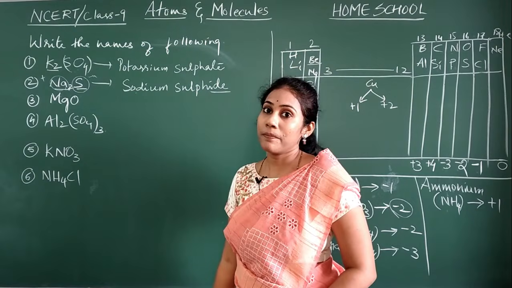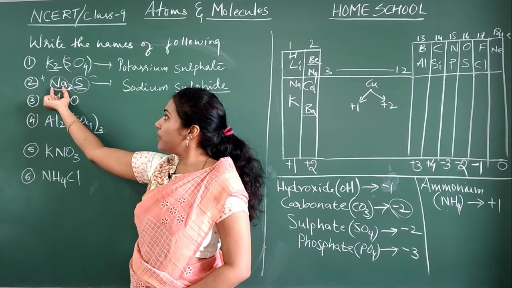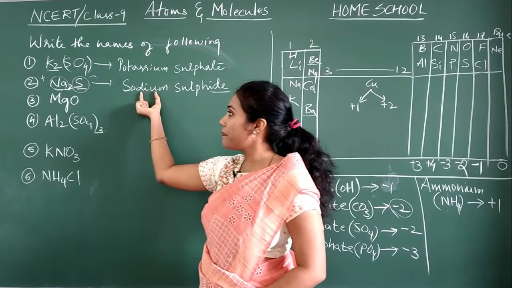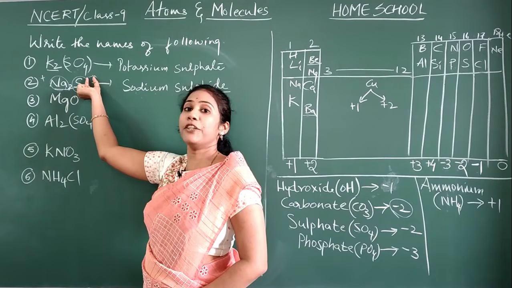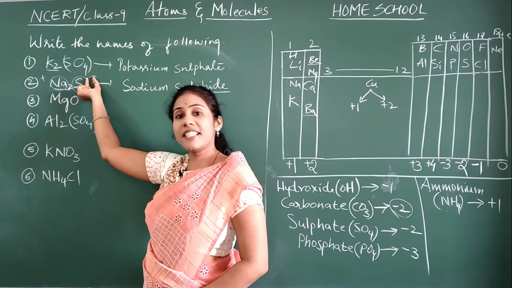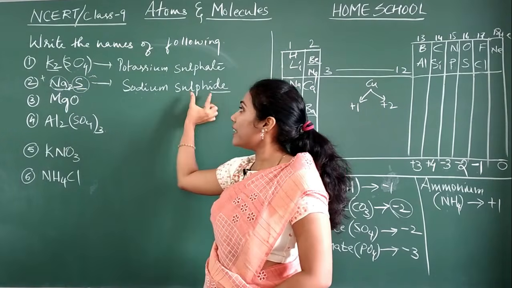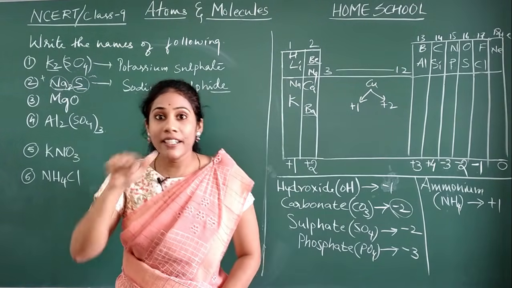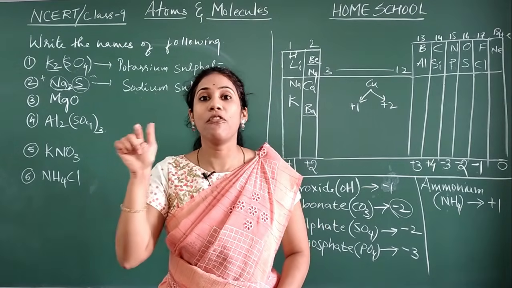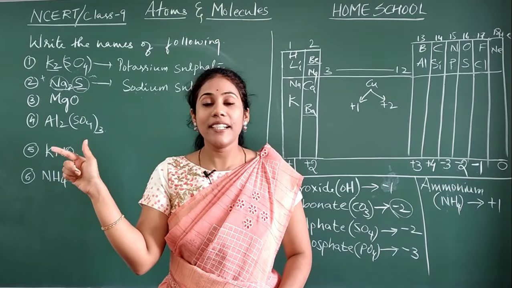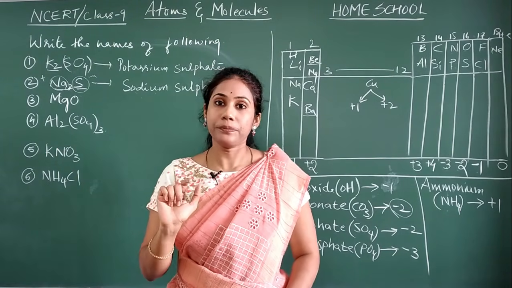Don't forget. This is the first part, which is always positive; its name you will write as it is. The last part always has a negative valency, so whenever you write its name, you should not write it as it is. Some tail you should add. What is the tail? IDE. Sulfide it is. You will not write it as sulfur. Sulfide you will write.